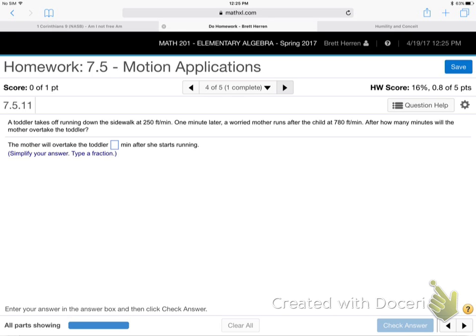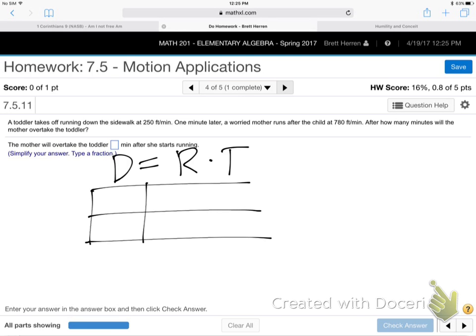Try the toddler problem. So distance, rate, time. So was she fearless? She's always been that way. She has. She's a very good soccer player today because she is gutsy. She just goes for it. Distance, rate, time.